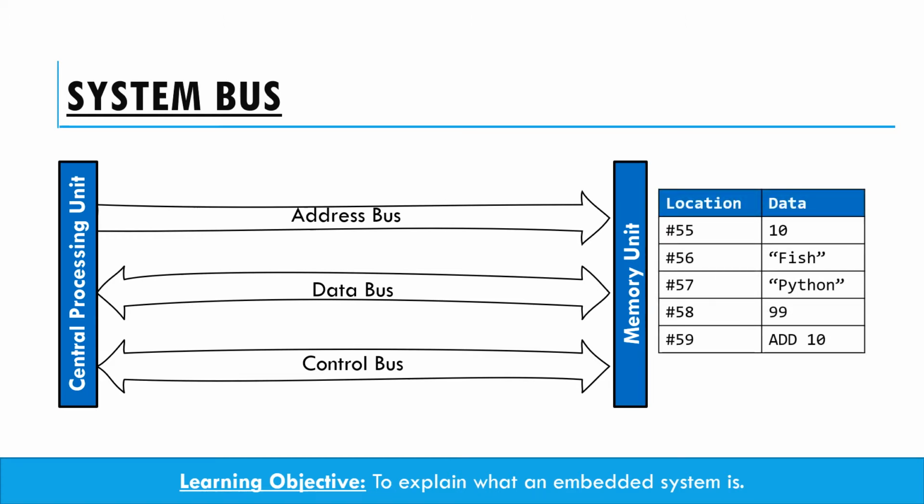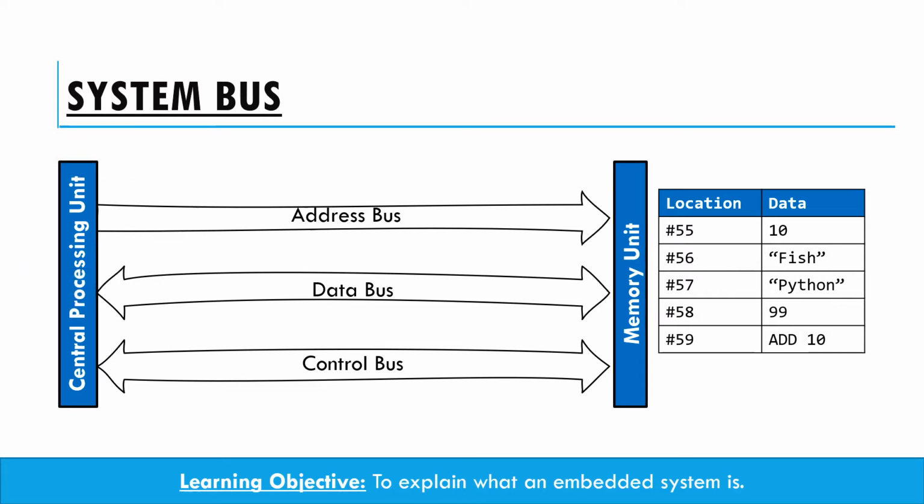Let's take a little look at an example of how this would work in practice. Let's say that the CPU needs to load data from location 58. It would send location 58 along the address bus to the memory unit, and then in response, the memory unit would send the data from location 58, which in this case is 99, back along the data bus to the CPU.